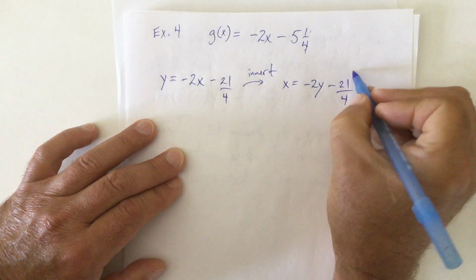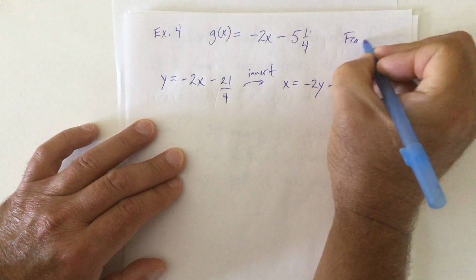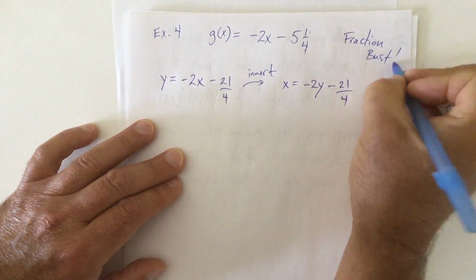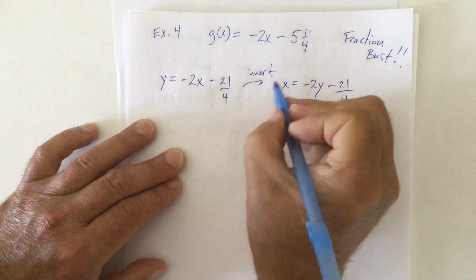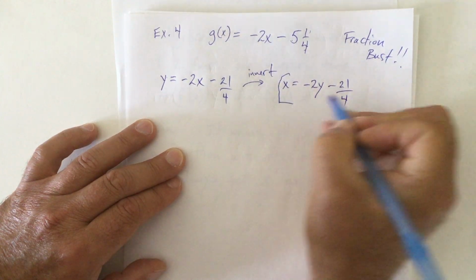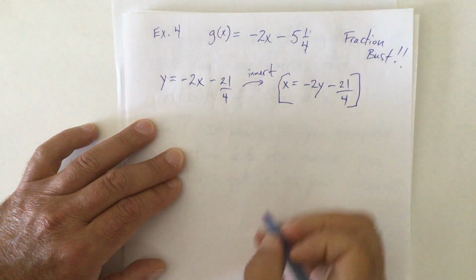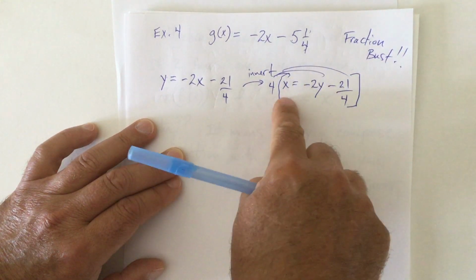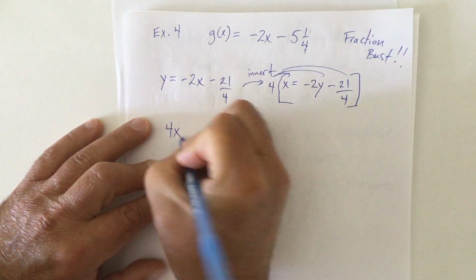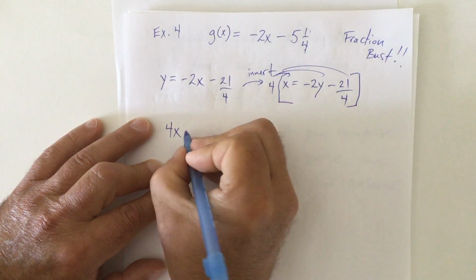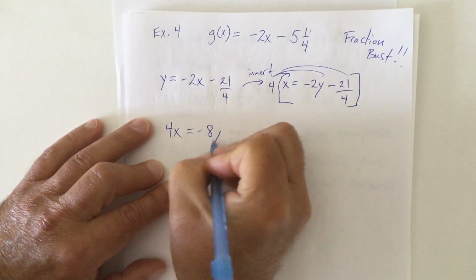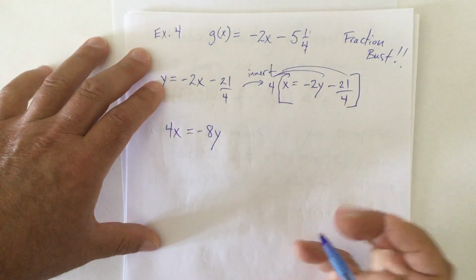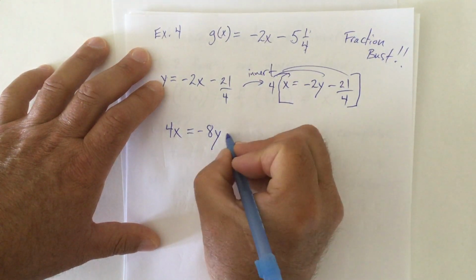And I'm going to bust that fraction because I like to fraction bust. And I'm going to multiply this entire thing, oh my God, I'm trying to make a bracket. That was so bad. Times 4. Kaboom, kabang, kabizzle. 4 times x, what do I get? 4x. 4 times that, I get negative 8y. 4 times that, the 4's cancel. Oh, that's why I did it. And I get negative 21.